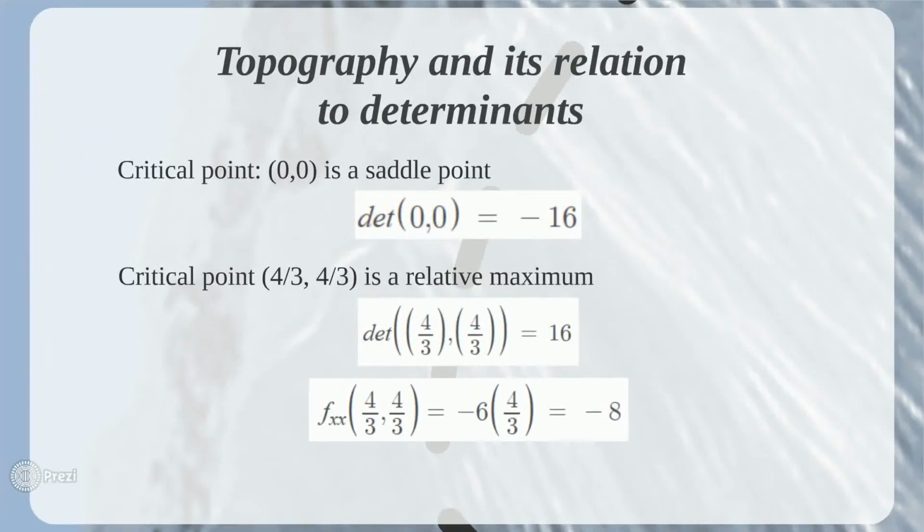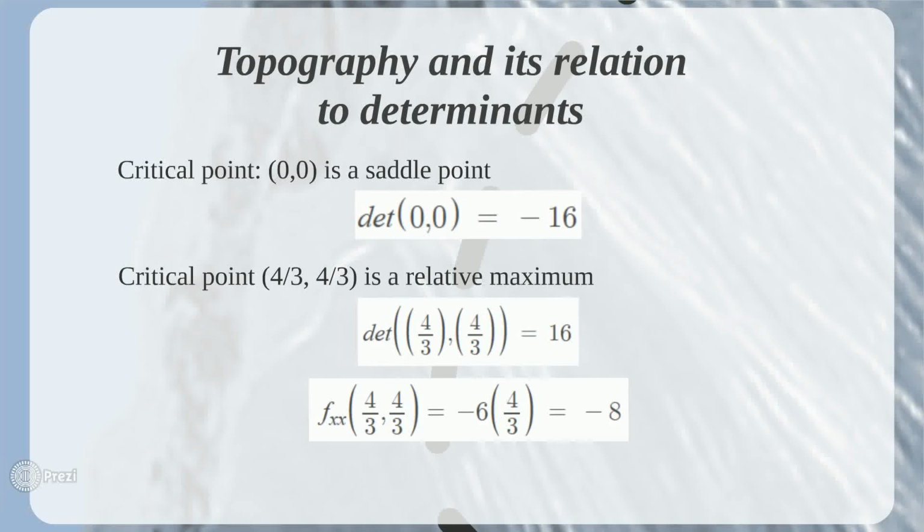The critical point (0, 0) is a saddle point because the determinant at (0, 0) is equal to negative 16, which is less than 0. The critical point (4/3, 4/3) is a relative maximum. This is because the determinant at (4/3, 4/3) is equal to 16, which is greater than 0.